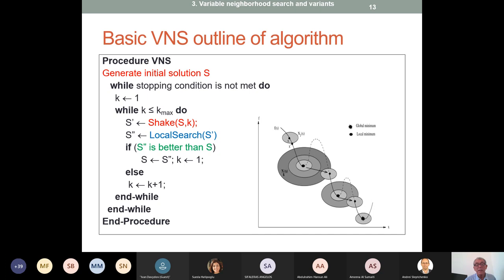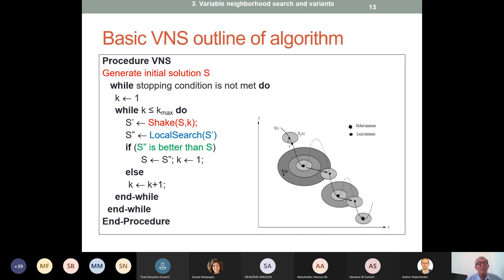So there are two basic steps of variable neighborhood search. The first is shake in the neighborhood, randomly take a point in neighborhood K. So you first predefine several neighborhood structures of your problem around the incumbent solution. And then it's used just for shaking, or taking a random point in neighborhood K. That is the shake function, as you can see on the left-hand side, S prime.